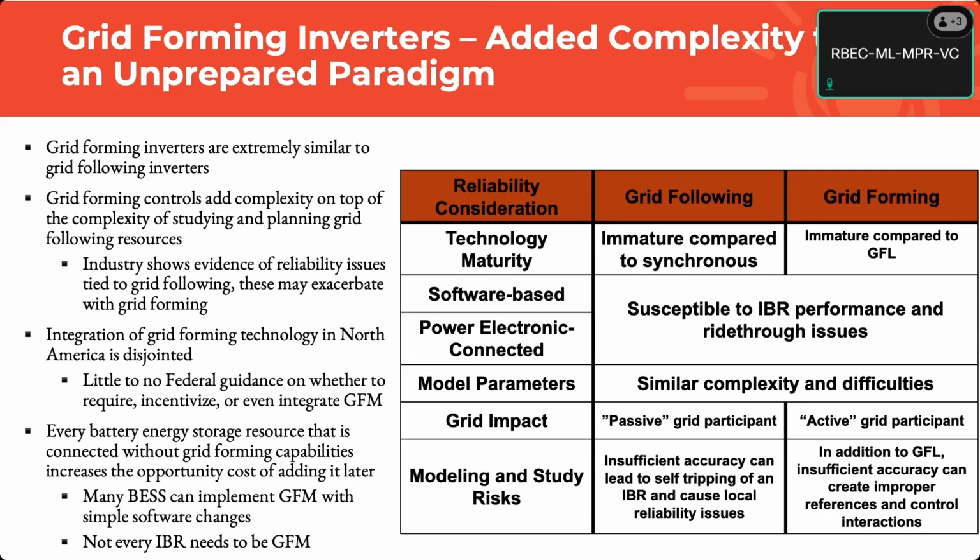Similar modeling and study risks here, just more complexity. But the big thing, and I mentioned it just very briefly, is that grid following inverters are kind of passive elements, right? They're taking a reference, taking an angle through their PLL and deciding what to do after that. Grid forming is setting an active reference, an active grid participant. They're driving the grid forward.